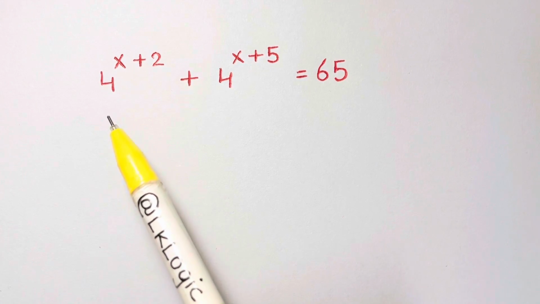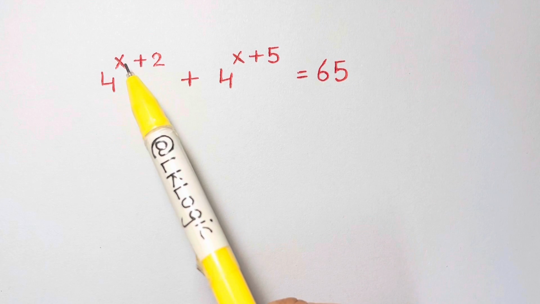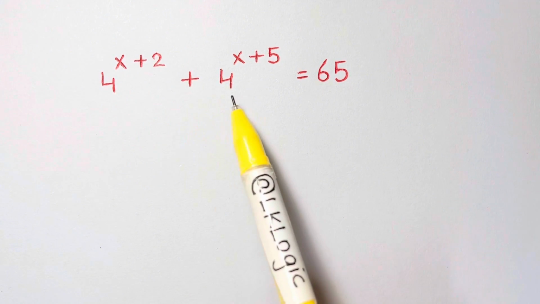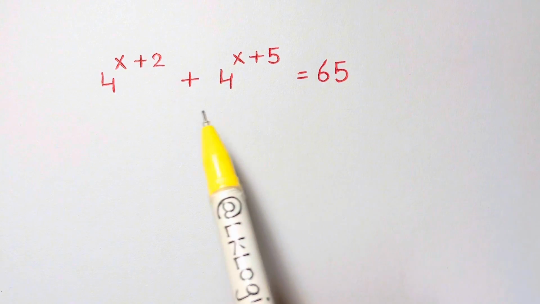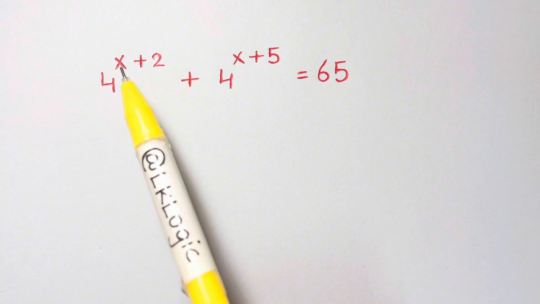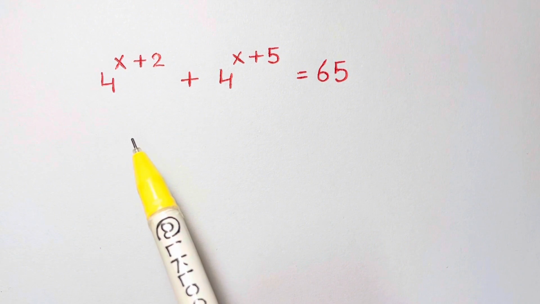Hi guys, I have a nice exponential equation here to solve, which is 4 to the x plus 2 plus 4 to the x plus 5 equals 65. And how can we solve this? You have to find the value of x. Now here, you have to pay attention.